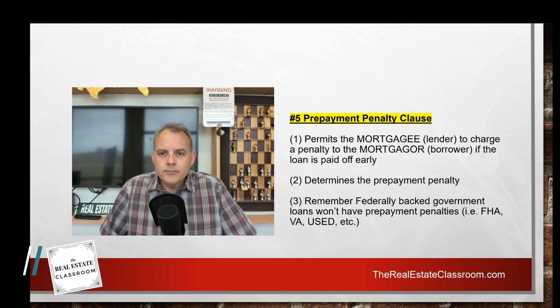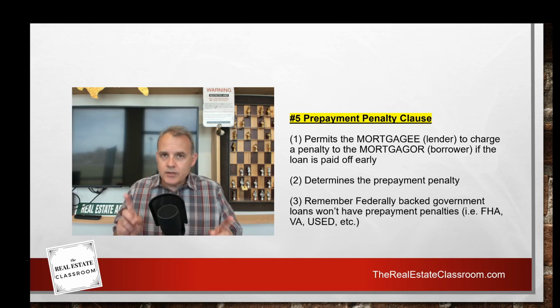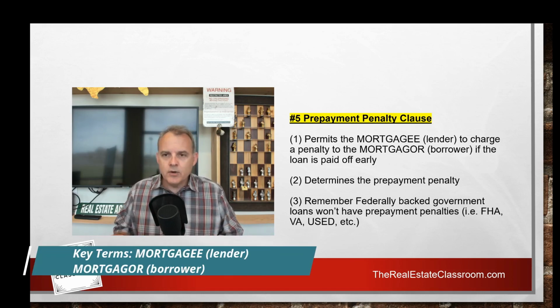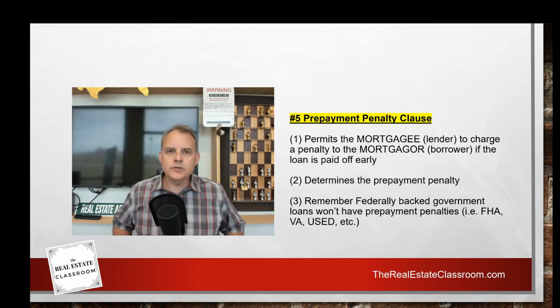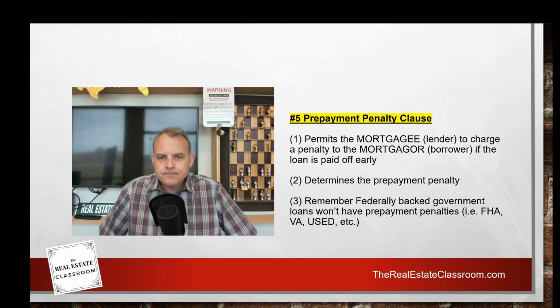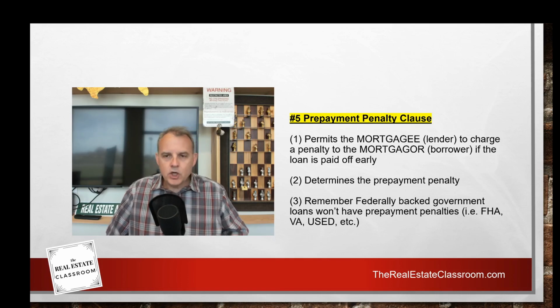The 5th one is what we call a Prepayment Penalty Clause. Now, this permits the mortgagee, one of those key real estate terms, to charge a penalty. Remember, the mortgagee is the lender and the mortgagor is the borrower. You have to know those for your real estate licensing exam. So the prepayment penalty permits the mortgagee to charge a penalty to the mortgagor if the loan is paid off early. The clause will also outline what that prepayment penalty is.